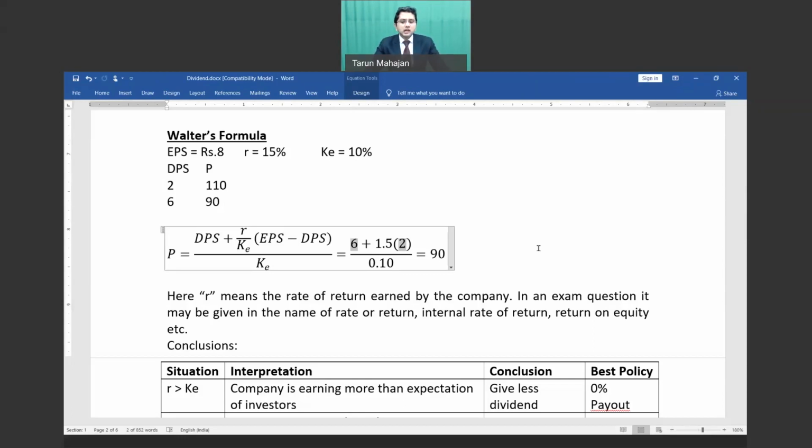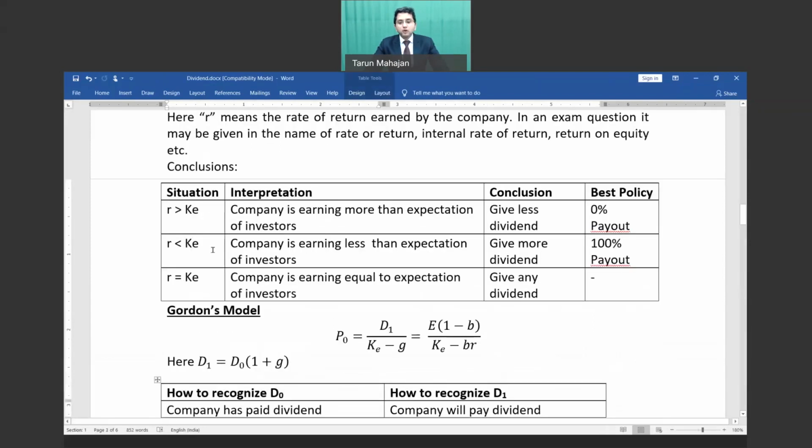So just a quick conclusion: if R is more than K, then you should not give dividend. Give the least amount of dividend, and the least is 0%. If R is less than K, you are not up to the expectation of people, then don't retain money. Give more and more dividend. In that case, the best policy will be 100% payout ratio. But if your rate of return is equal to cost of equity, then it hardly matters. Give any amount of dividend and it will not affect your price. So that's the conclusion.